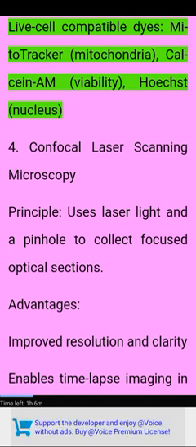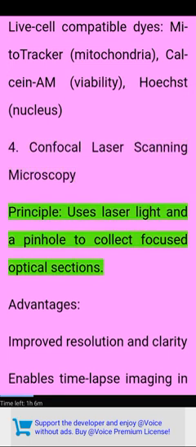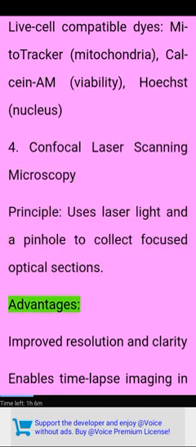Live cell compatible dyes: MitoTracker for mitochondria, calcein AM for viability, and host nucleus stains. 4. Confocal laser scanning microscopy. Principle: uses laser light and a pinhole to collect focused optical sections. Advantages: improved resolution and clarity.